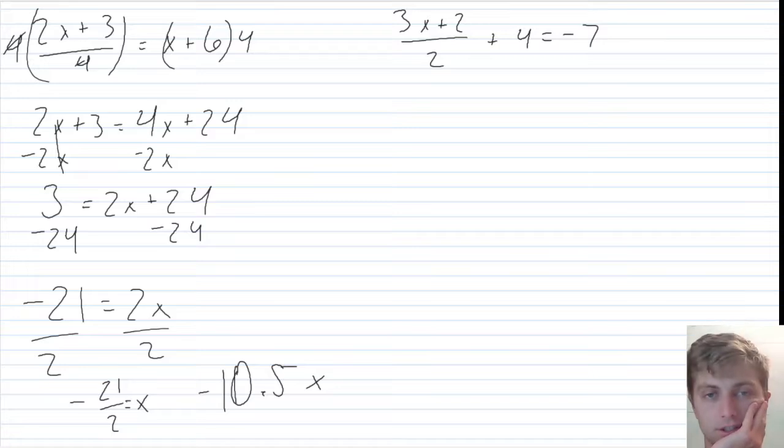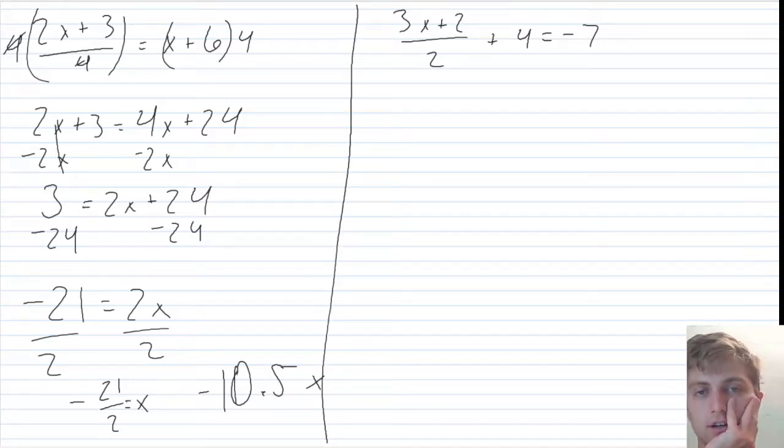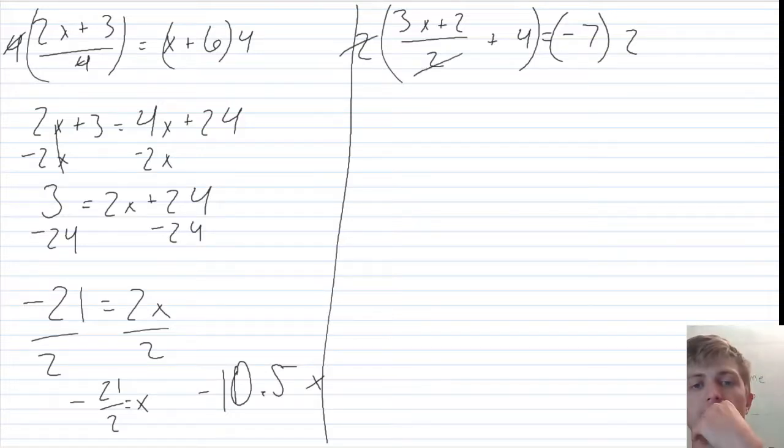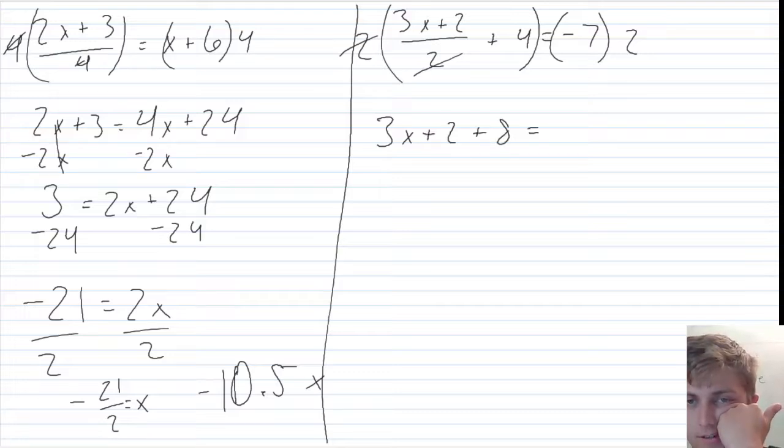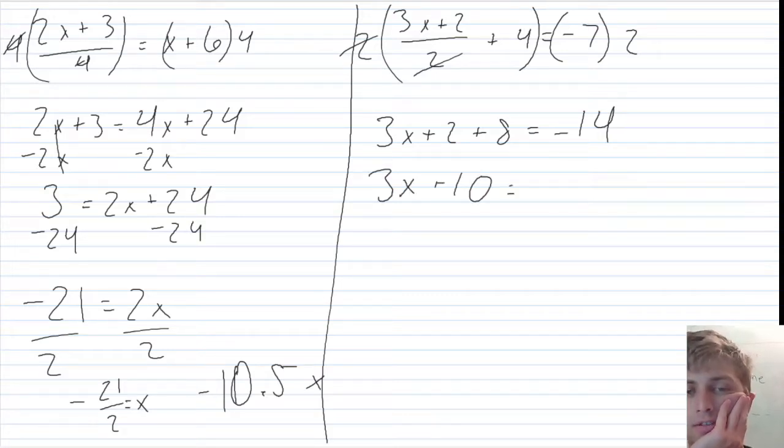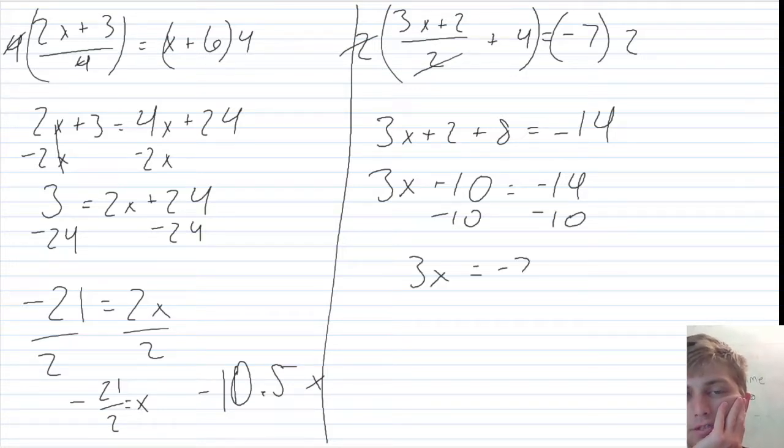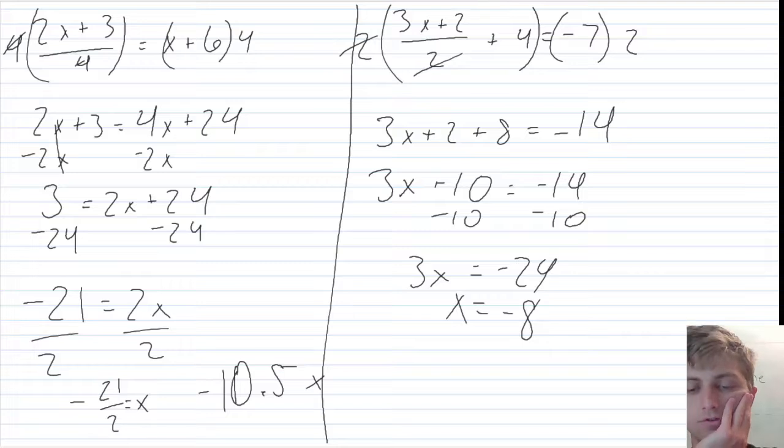Okay, let's take a look at the one on the right. Once again, we're going to clear our fractions. What are our denominators? 2, 1, and 1. So we'll multiply by 2. We've got to multiply each whole side by 2. So 2 times 2, and then this times 2. These cancel, and then we've got 8 over there. So we've got 3x plus 2 plus 8. And over here we've got negative 14. Combine like terms on the left. 3x plus 10 equals negative 14. Subtract 10, subtract 10. 3x equals negative 24. x equals negative 8. Great.